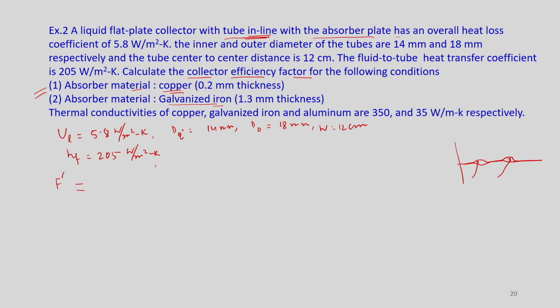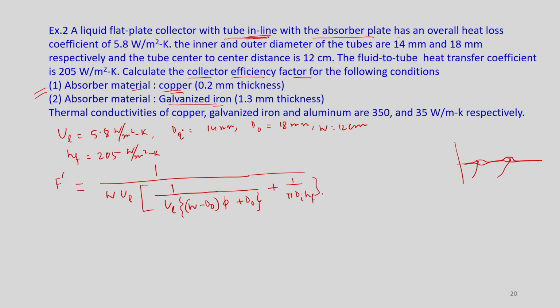We know the expression: 1 by W UL, then 1 by UL, then W minus D naught into phi plus D naught, and then 1 by pi Di hf. Also we know the expression for phi. This phi is tanh of m (W minus D naught) by 2, divided by m (W minus D naught) by 2.